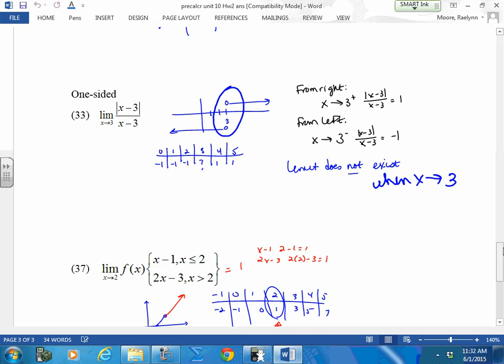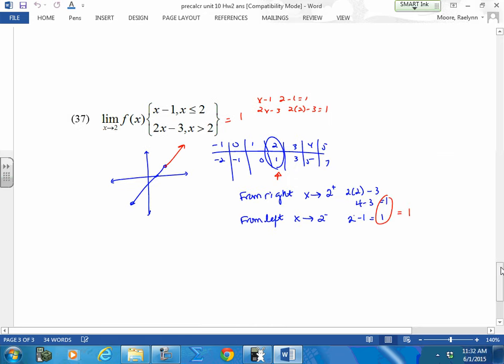Okay, and the last one is a piecewise. Now, the only one you're concerned about is where the two pieces come together, which is at 2. Both of them use 2. One is open, one is closed. That's what I care about. If the open and the closed come to the same point, then that makes my graph continuous, because one will overlap the other. If they don't come to the same point, it'll be a jump.